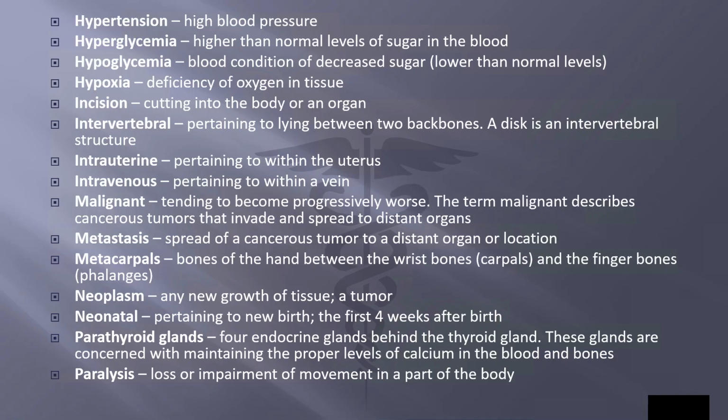Next we have hypo, which is deficient, too little, or below. Hypoglycemia, blood condition of decreased sugar, lower than normal levels. Overproduction of insulin or an overdose of insulin can lead to hypoglycemia, as glucose is removed from the blood at an increased rate. And we have hypoxia, which is a deficiency of oxygen in tissue.